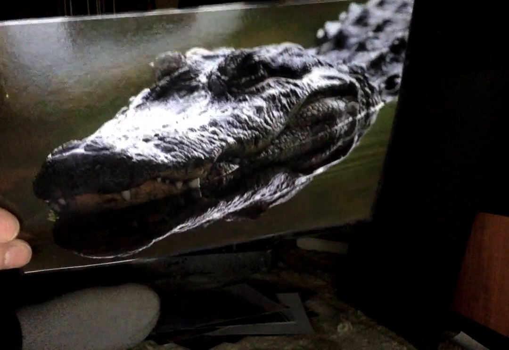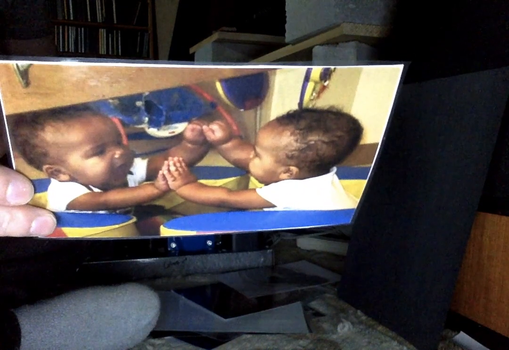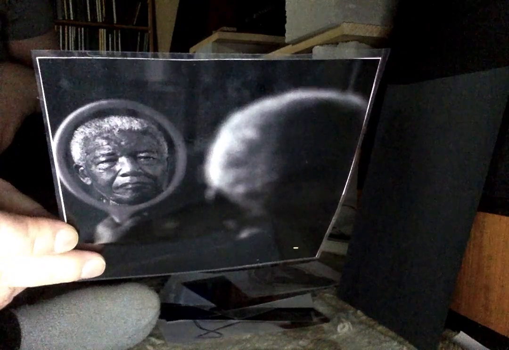Here's another reflection. Flamingo reflections in the water. We have a crocodile's reflection in the water. We have a baby seeing their reflection in the mirror. We have a person seeing their reflection in the mirror. A raccoon seeing his reflection in the water.